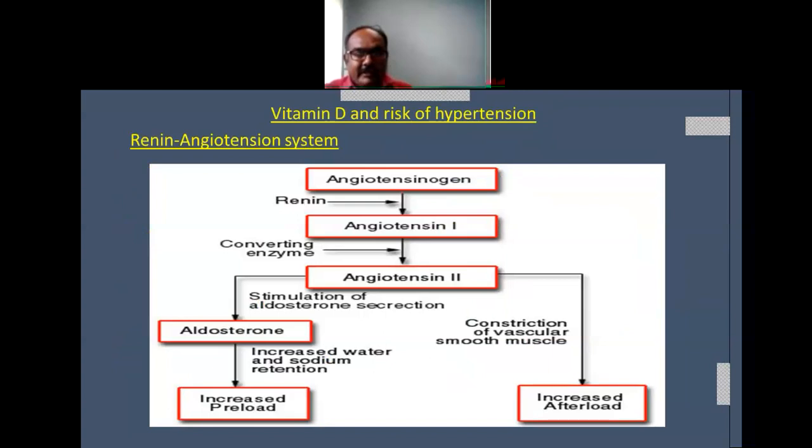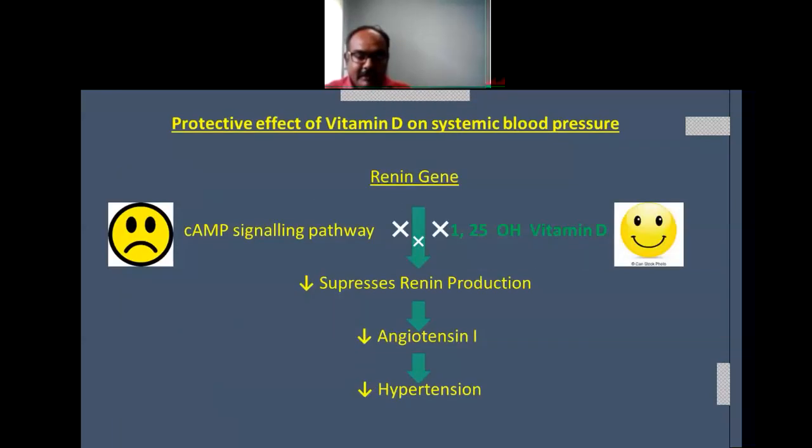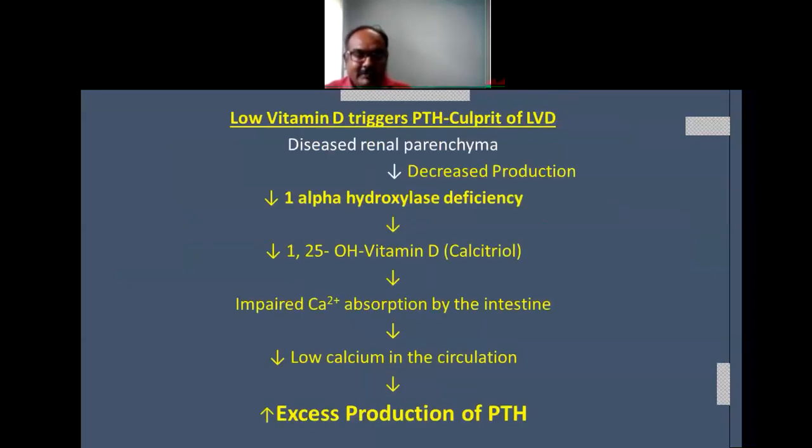How does the renin-angiotensin system have an impact with vitamin D? It is a very important system responsible for vasoconstriction. If you have a high amount of renin, you'll have more vasoconstriction. Renin increases the production of angiotensin, which increases your systolic blood pressure to greater than 140 and diastolic blood pressure to greater than 90 millimeters of mercury. In the presence of vitamin D, renin gene synthesis is reduced. 1,25-dihydroxy vitamin D has a positive action by suppressing the cAMP signaling pathway, thereby suppressing renin production. So angiotensin production also decreases, and once angiotensin decreases, your hypertension goes down. This is the mechanism by which vitamin D acts on your blood vessels and reduces your blood pressure.